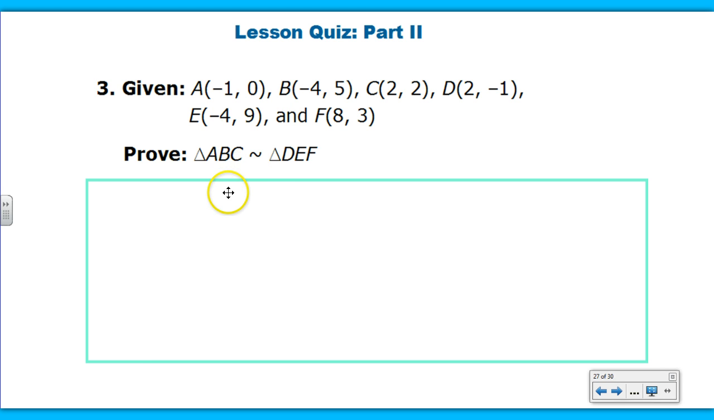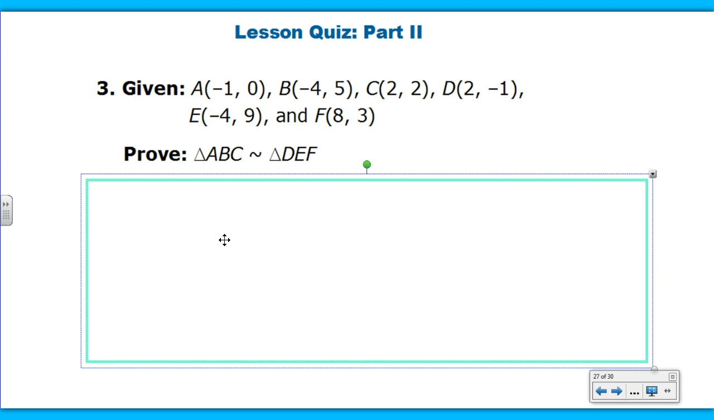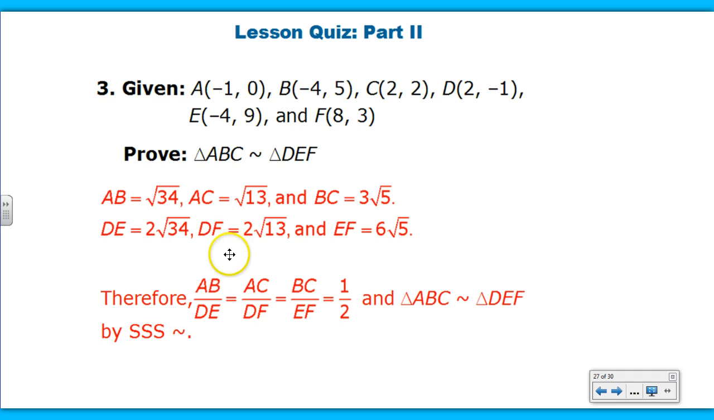Okay, I hope you plotted these. Could you find the distances without plotting? Yes, you could, and you could still set up your proportions. And when we do, we see that the proportions equal 1/2. The alternative would be if you set this up upside down, you would have a proportion of 2 to 1. Either way, we have triangle ABC is similar to triangle DEF, again by the SSS similarity theorem.